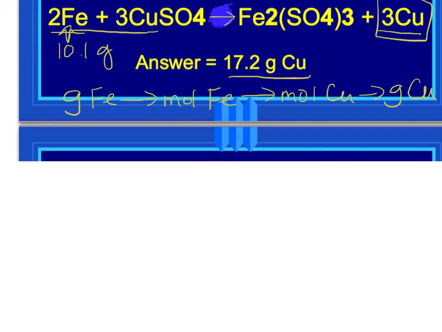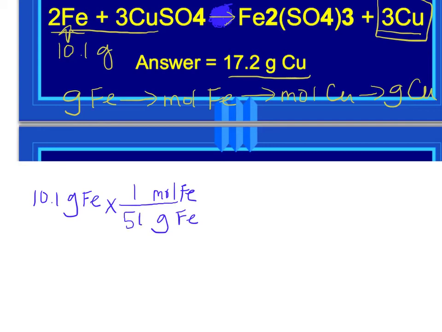So think of that little road map we were just looking at. Of course I want to start off with my given, which was the 10.1 grams of iron. Then I'm going to multiply, and hopefully you have that road map written down, where the grams were on the bottom and moles were on the top. If you look at the periodic table for iron, I'm looking at mine right now, and it says 55.8, so I'm just going to say 56. So good. Now my grams of iron will cancel out, and I'm in moles of iron.